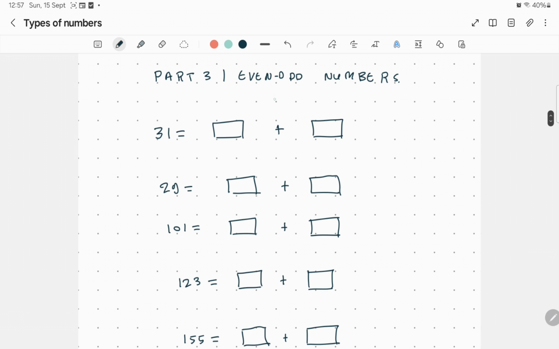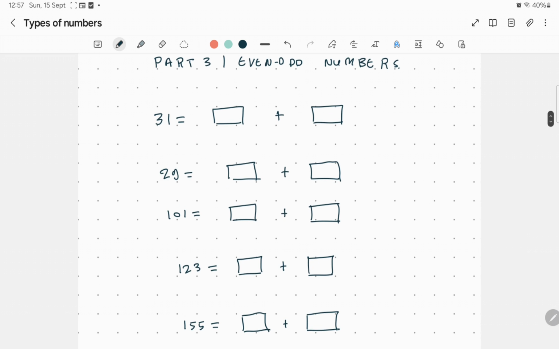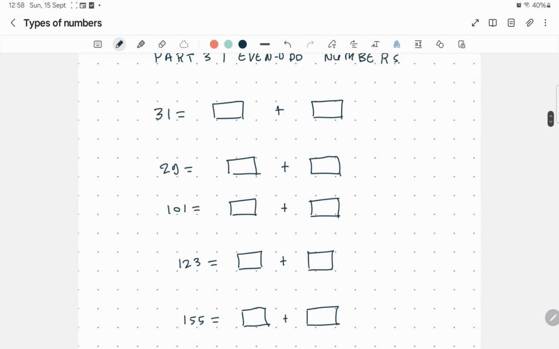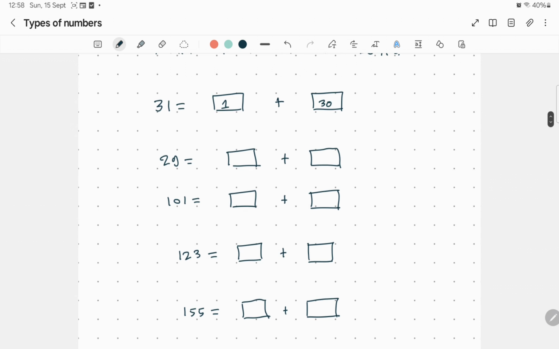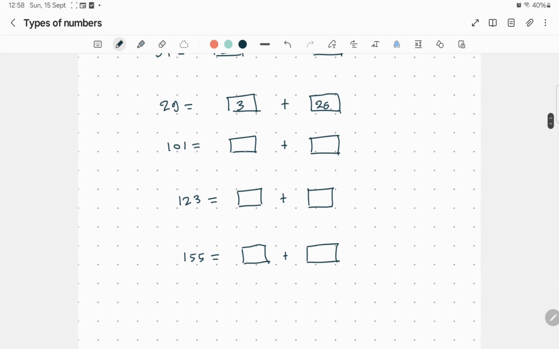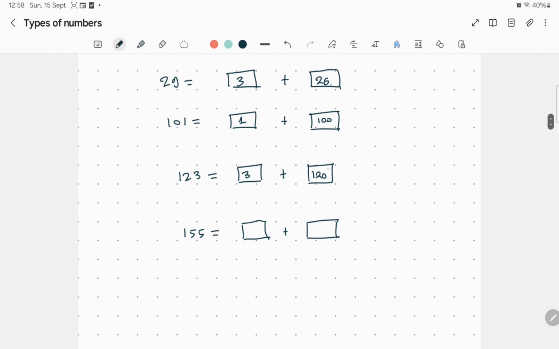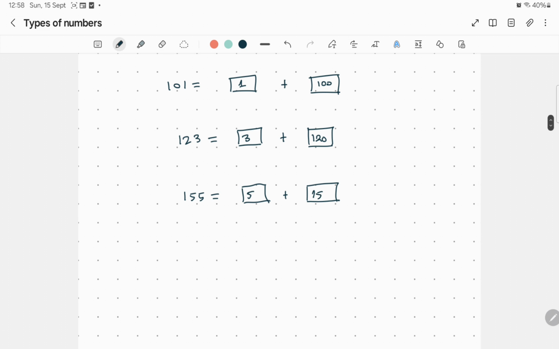In the third part we have even and odd numbers. So we have some numbers at the left, and we have 2 boxes. In one box we put the odd numbers and the other one we put the even numbers. So let's say the first we pick one odd number, and here we put 30. 29 we can write it as 3 plus 26. So this is odd and this is even. This is odd and this is even. This can be written as 1 plus 100, 3 plus 120, 5 plus 150.